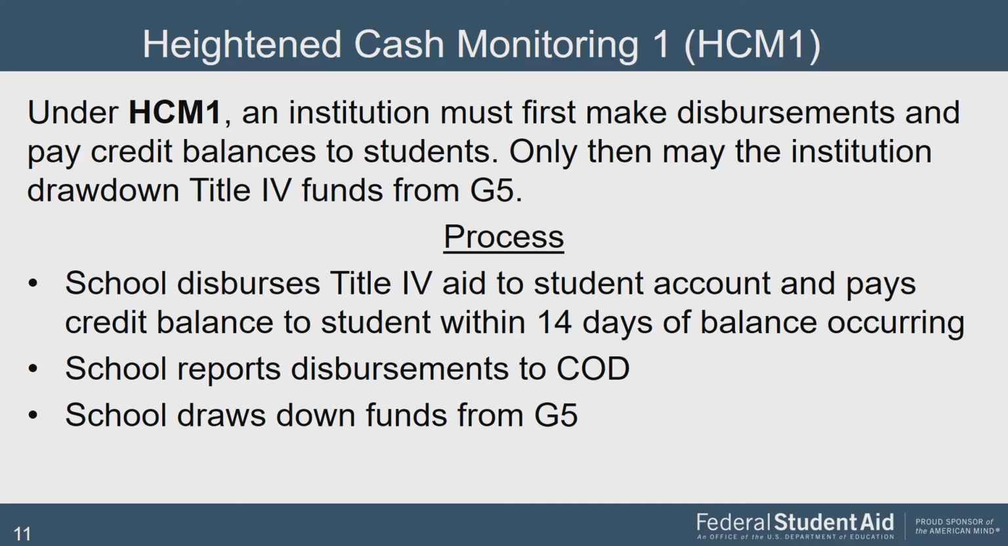Heightened cash monitoring is giving the school the opportunity to correct whatever the issues were: late audits, problems in the audit, program review findings, excess cash issues, not paying R2T4 on time. This is giving the institution the chance to correct these records on their own before you're switched to another method of payment. So hopefully everything is taken care of within your own school system under heightened cash monitoring 1.